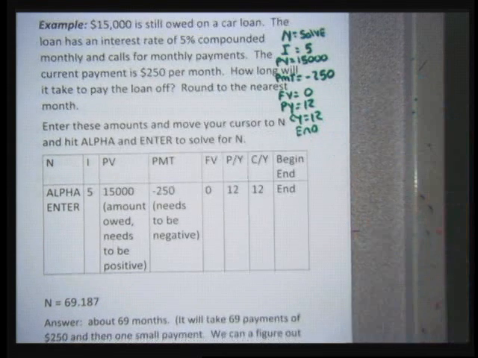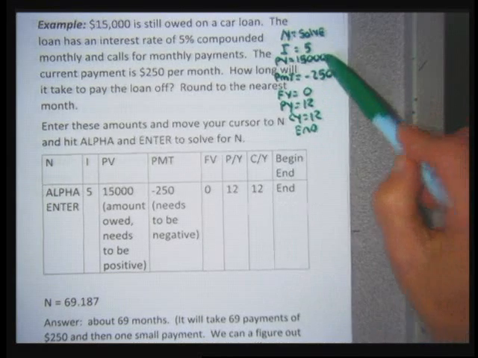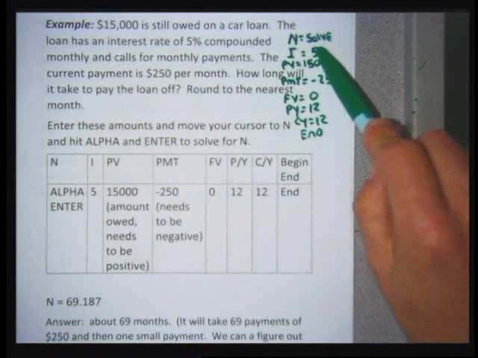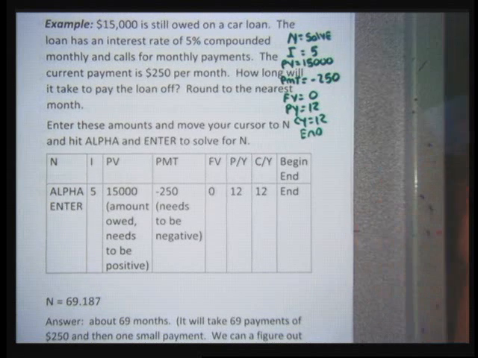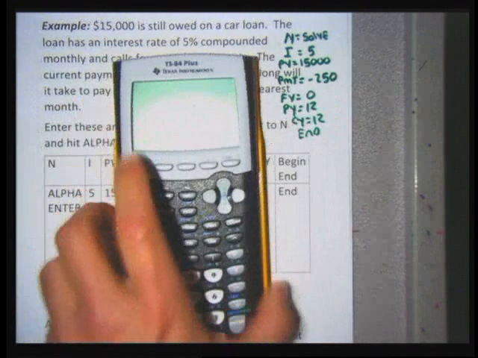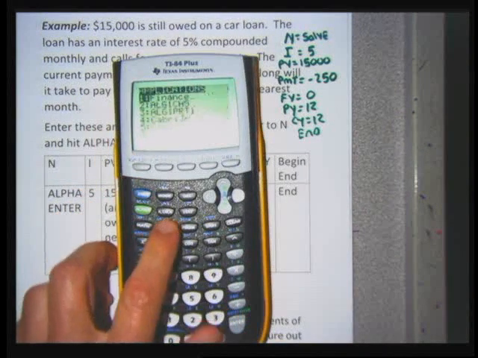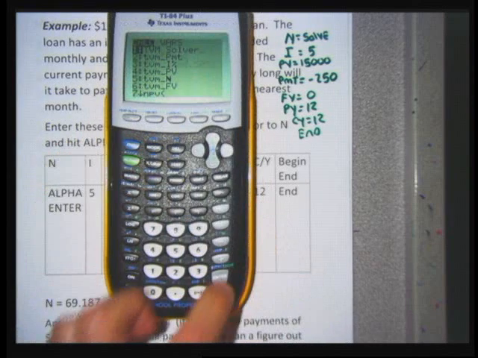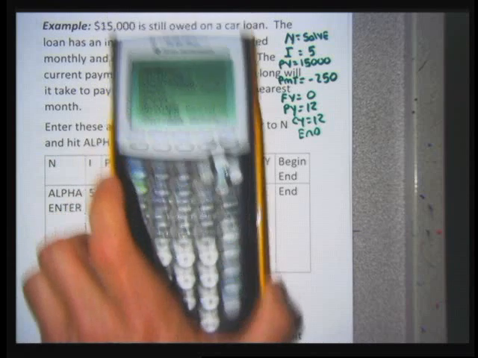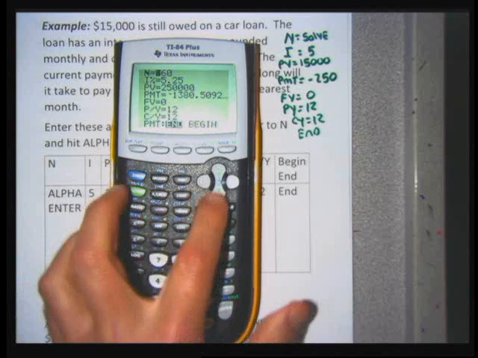So if you had a car loan right now, if you knew the balance of the loan, you put that in for the PV. You knew the interest rate of the loan, put that in for the I, put your payment in as negative, and then solve for N. It'll tell you how many months it's going to take to pay off. And I'll do that here. So I'm going to go Apps, Finance, TVM Solver. Doesn't matter what's in the N. My calculator will clean it up when I get to it.